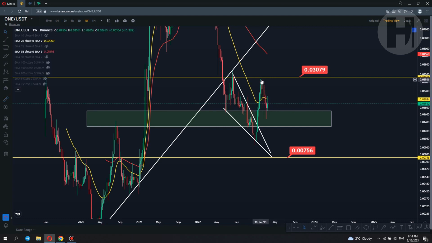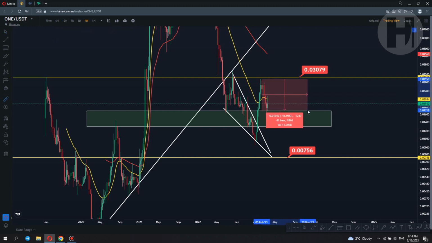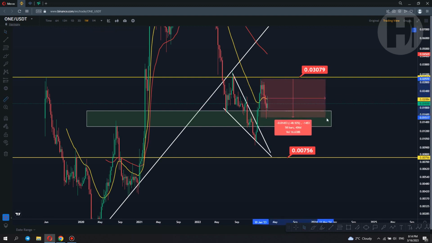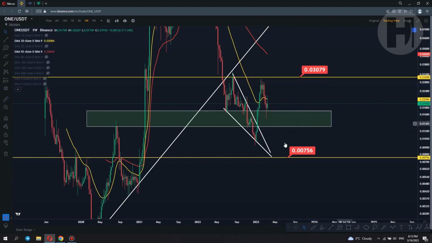You could have waited until we went as low as the support block here, which is 42%. Or in total, we actually dropped 50% on Harmony 1. So we're back in this green support block. We're bouncing off of it. This is a very good entry for anyone looking to get into Harmony 1.